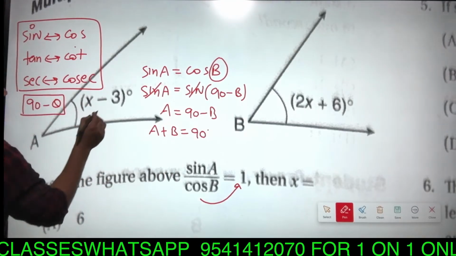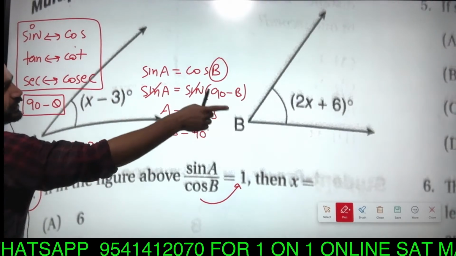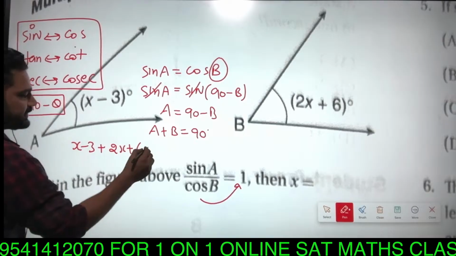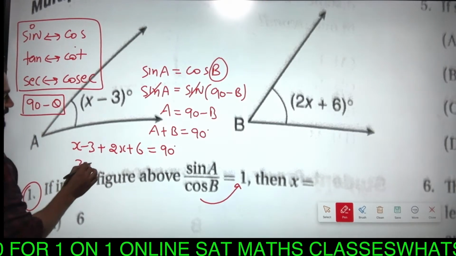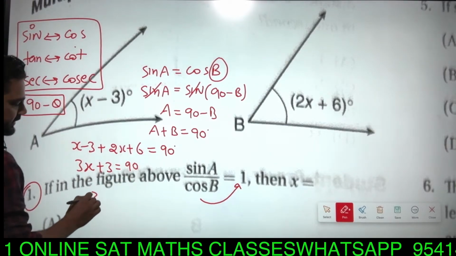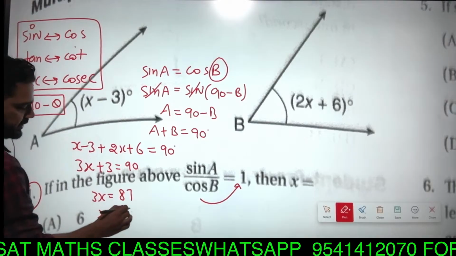Now what is A? The value of A is x minus 3. What is the value of B? You can see the value of B is 2x plus 6, and their sum is equal to 90. Now you can clearly see it is 3x plus 3 is equal to 90, and 3x is equal to 87, and x will be equal to 29.